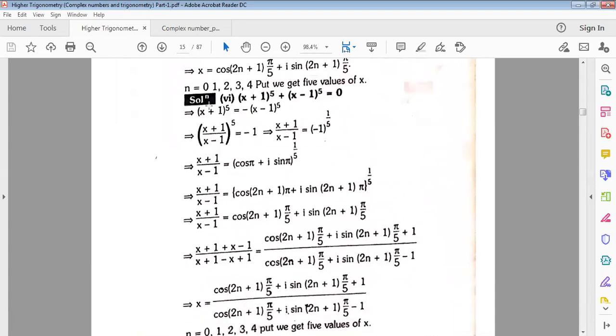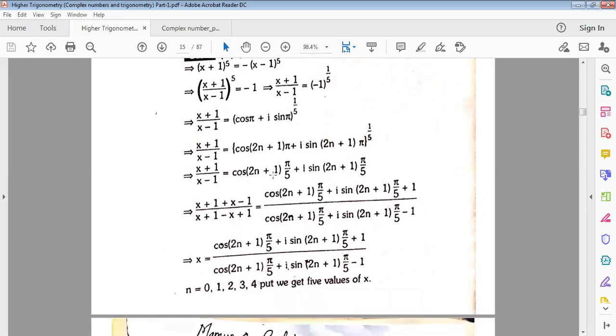This also you can do: (x plus 1) to the power 5 plus (x minus 1) to the power 5 equals 0. Now just dividing both sides by (x minus 1) to the power 5. Then you get this one equals minus 1. This minus 1 means to the power 1/5. This one what? cos π plus i sin π. Now this can be written as cos (2n plus 1)π plus i sin (2n plus 1)π from trigonometric properties. This (x plus 1) divided by (x minus 1) equals, just putting 1/5 multiplied with the angle by using de Moivre's theorem.